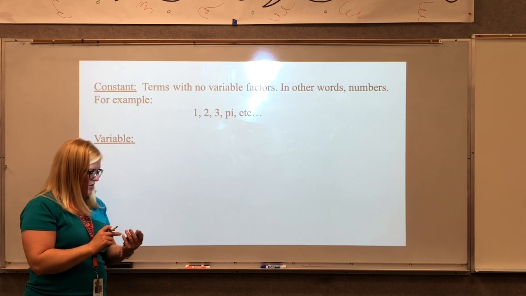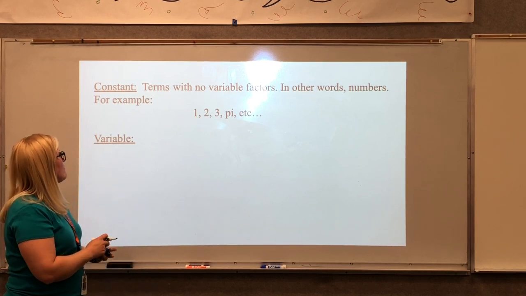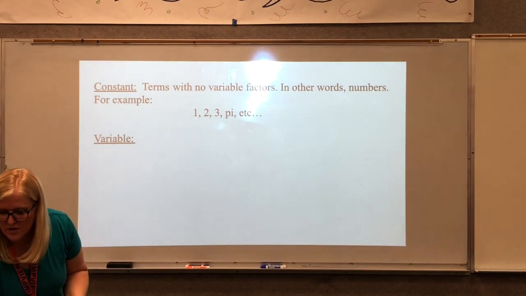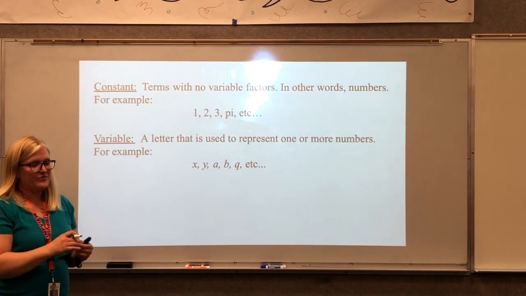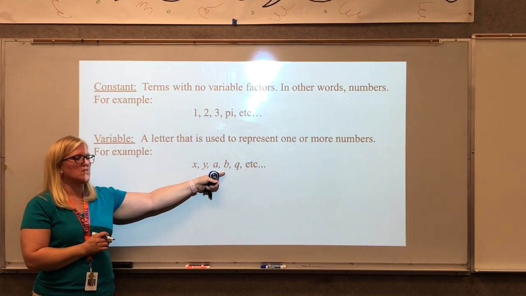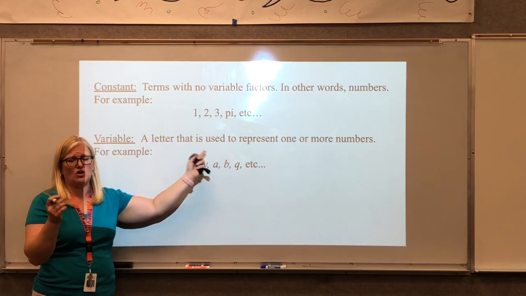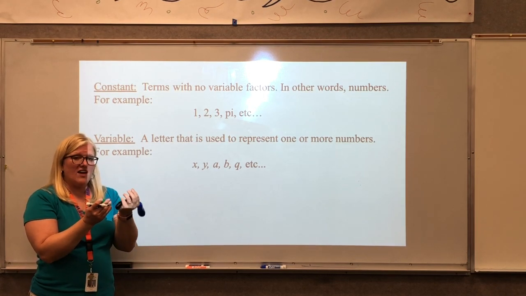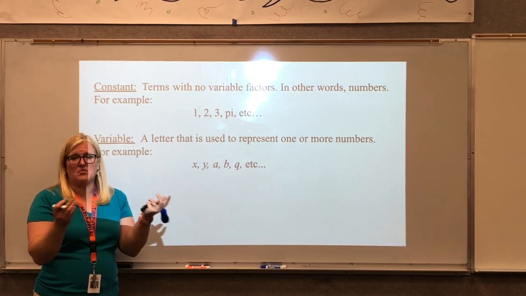Okay, a variable is something that does change. It's a letter that is used to represent one or more numbers. So for example, x, y, a, b, q, a, b, c, d, e, f, g, h, i, j. It can be any of those things to show that that variable varies. It can be anything.